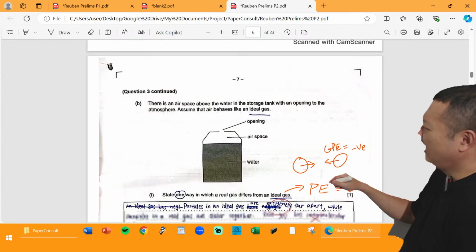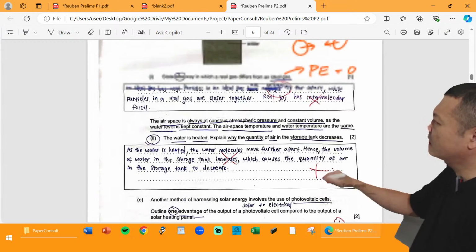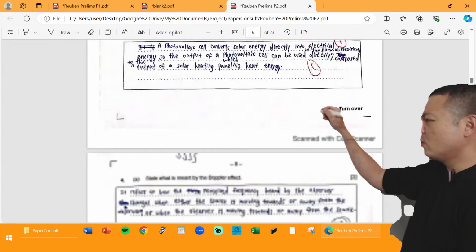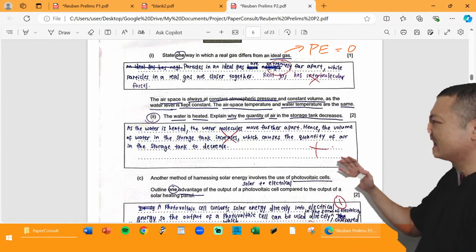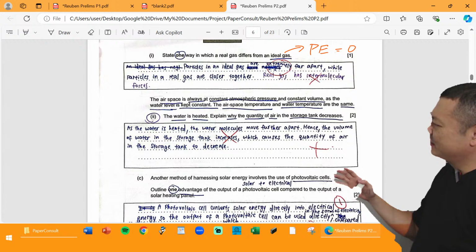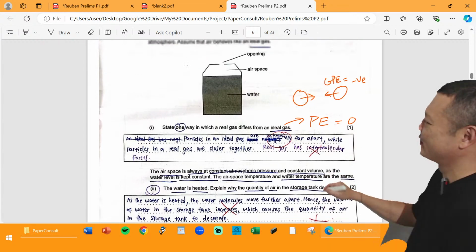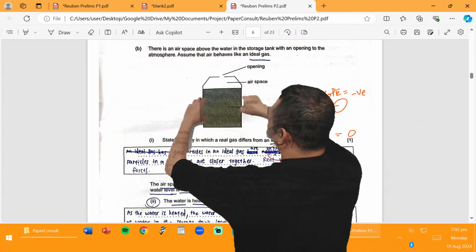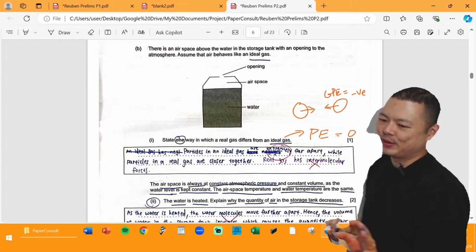Huh? Okay, I can't see why your answer is wrong. Oh, no, dude, what? No, no, no. You're saying that the water volume expands and pushes and makes the air less. No, no, dude.